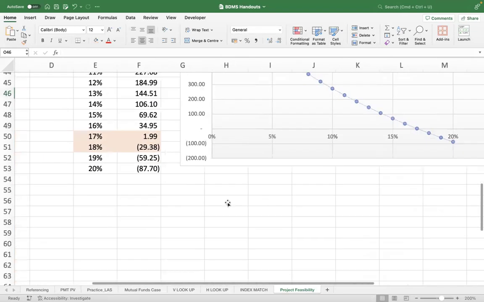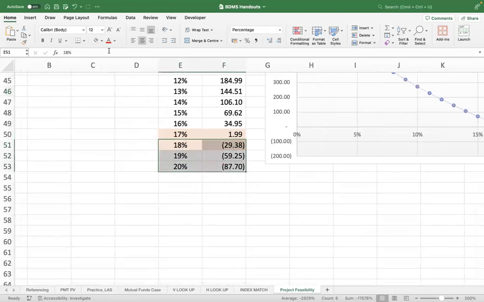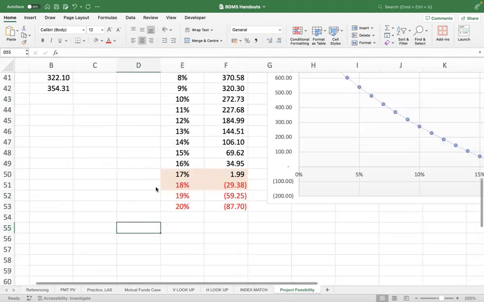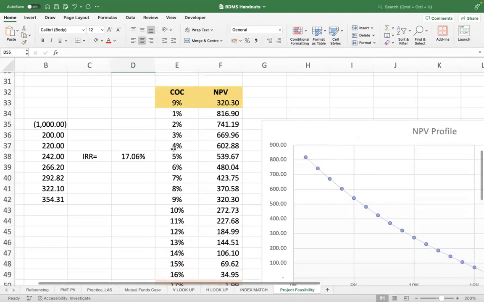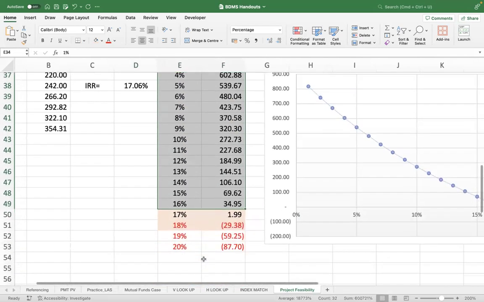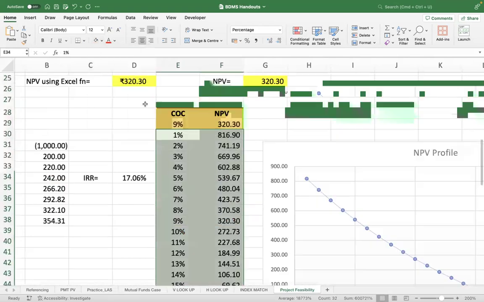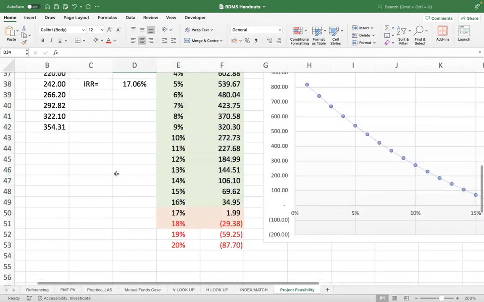तो ये वाला जो zone है, जहां पे your cost of capital has exceeded IRR, you can see that you have got negative NPV values. And ये वाला zone जो है, जहां पे your IRR is higher than your cost of capital, you have positive NPV values. समझ में आ रहा है आपको?